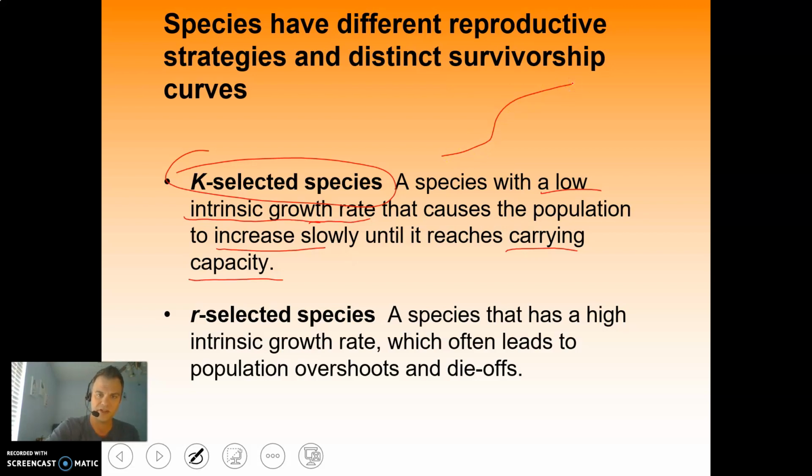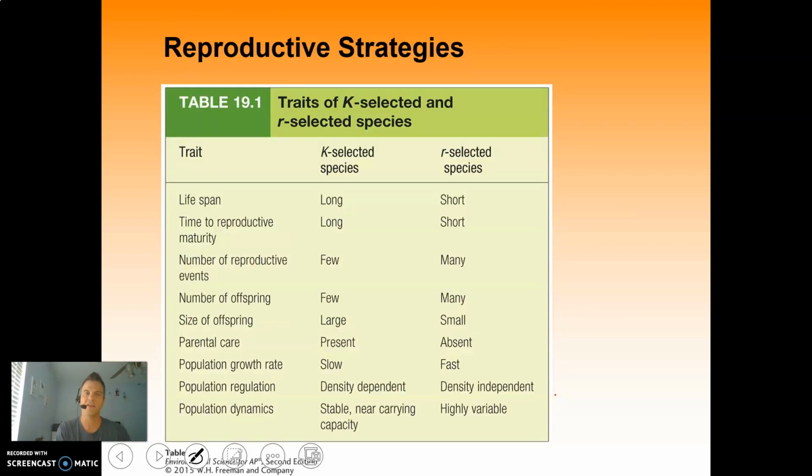Your R-selected species, remember we talked about R being that exponential growth rate, right? So this is a species that has a high intrinsic growth rate, all right? Which often leads to population overshoots and die-offs. Not small ones, but these ones will go up and then crash down, all right? These usually have fast reproduction. All right, and you can see in here the difference between K-selected species and R-selected species. The lifespan of K-selected species is usually going to be long, and R-selected species would be short. So things like insects would be R-selected species, all right? K-selected species would be things like humans or large mammals, things like that.